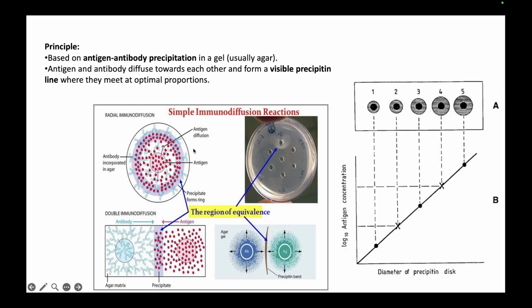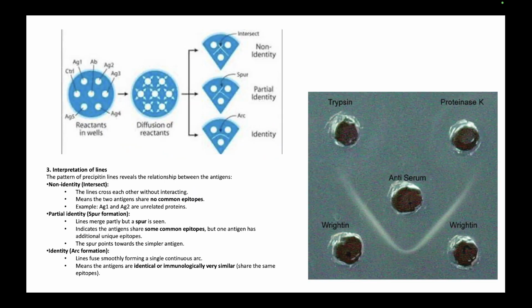Okay, so this is also a similar kind of set. Here, in the center of this agar well, you have added your antibody. Then there are several other wells, and in each well you add different antigens. Suppose here you have added antigen 1, in this one antigen 2, in the third one antigen 3, then 4, then antigen 5, and this is a control reaction where you have not added anything. Then you allow the diffusion of these reactants.